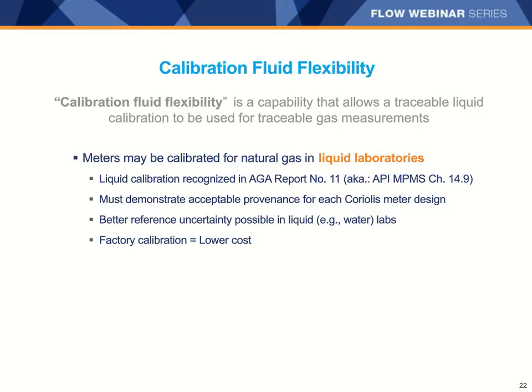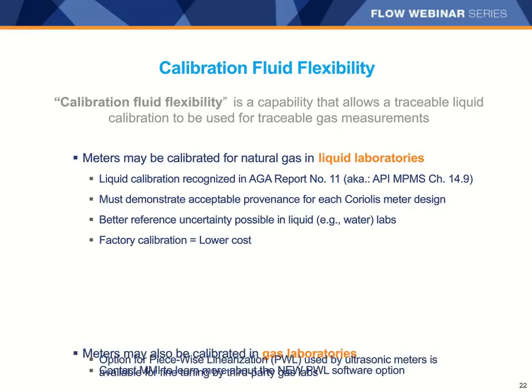The reason that calibration fluid flexibility is valuable is because it opens the door to allow meters to be placed directly into natural gas custody transfer measurement applications straight from the manufacturer's factory with no delays or additional costs associated with having to first send the meters to a third-party gas calibration lab.